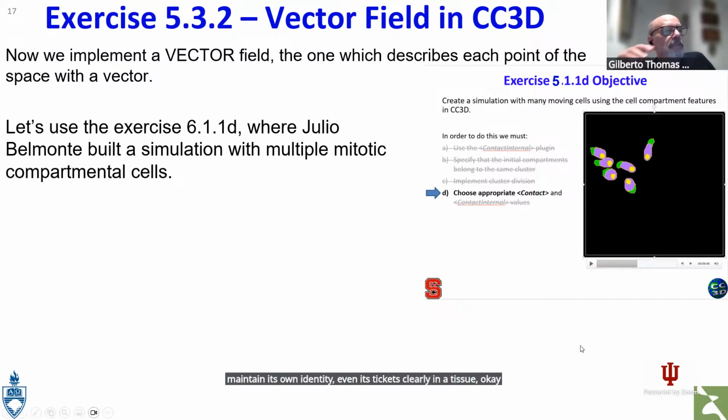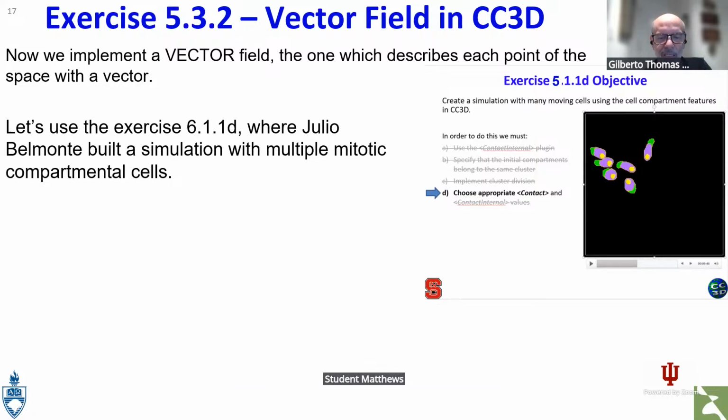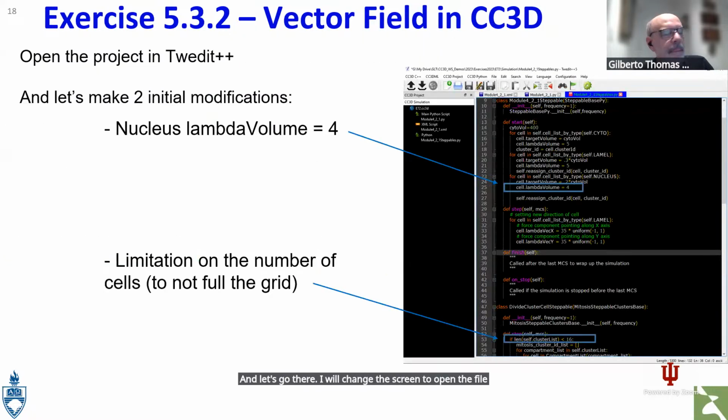So let's use this Julio exercise. This again is the exercise 532 underscore 2026 in the student materials. Please load it in the editor. Then let's go there. I will change the screen to open the file. See, this is the file you have there.